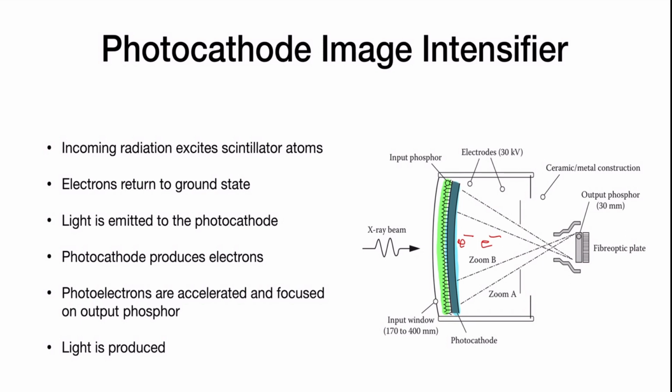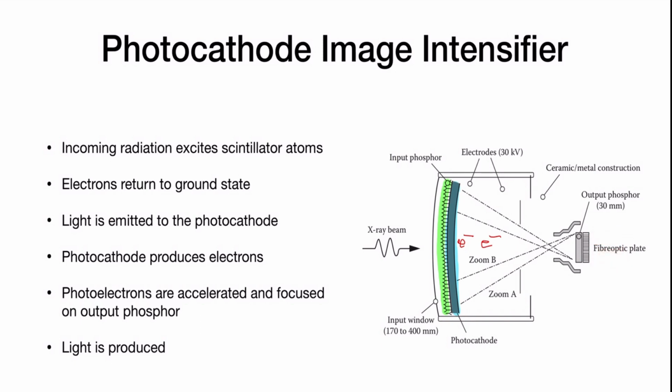We could use lenses, all kinds of geometric ways of actually observing the light from this side on. But the key here is the electrons are going to gain speed. They're going to gain energy, which means the electrons that strike the output phosphor will have a little more energy, which means the light produced here is going to be brighter.